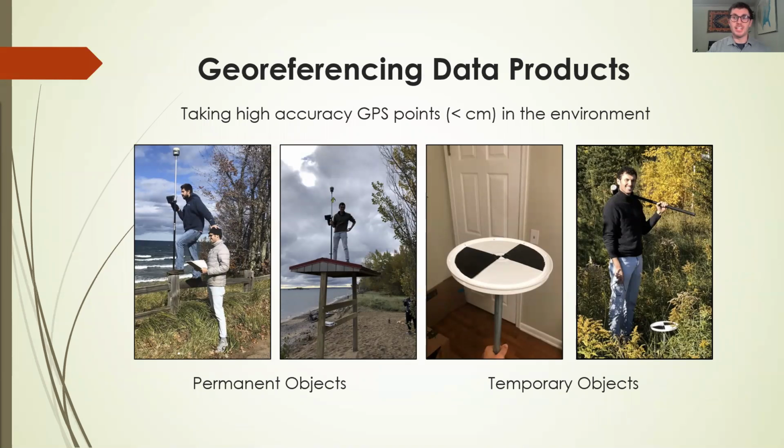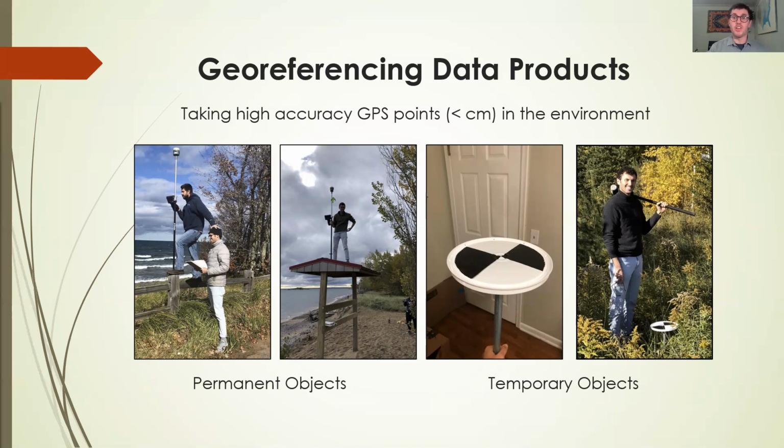A crucial step in generating these data products is georeferencing them through the use of ground control points. These ground control points are objects in a given site, for instance, a fence post or a structure on the beach that does not move and is visible in the drone photos. For each one of these objects, we record their location with a high accuracy GPS, which you can see in the two photos to the left. We then identify these photos and reference the data products to a coordinate system in the real world.